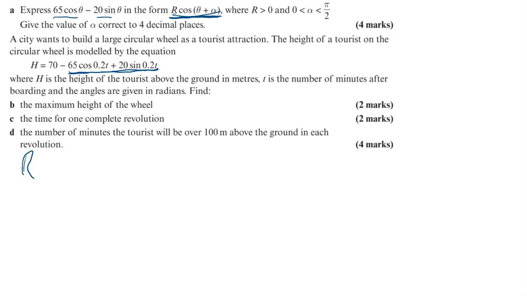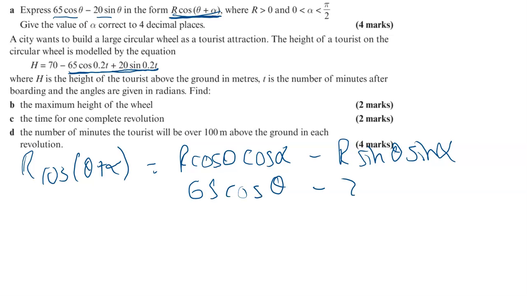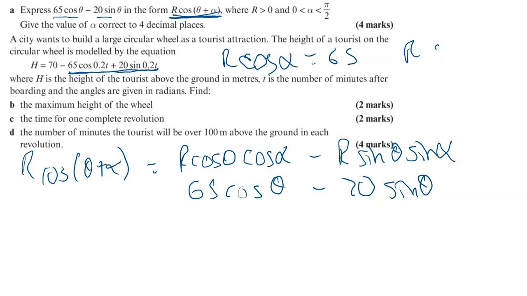So expanding this, r cos(theta plus alpha) is r cos theta cos alpha minus r sine theta sine alpha. Okay, and what we want is 65 cos theta and minus 20 sine theta, which tells us that, and we'll do it up here, r cos alpha equals 65, and r sine alpha equals 20.